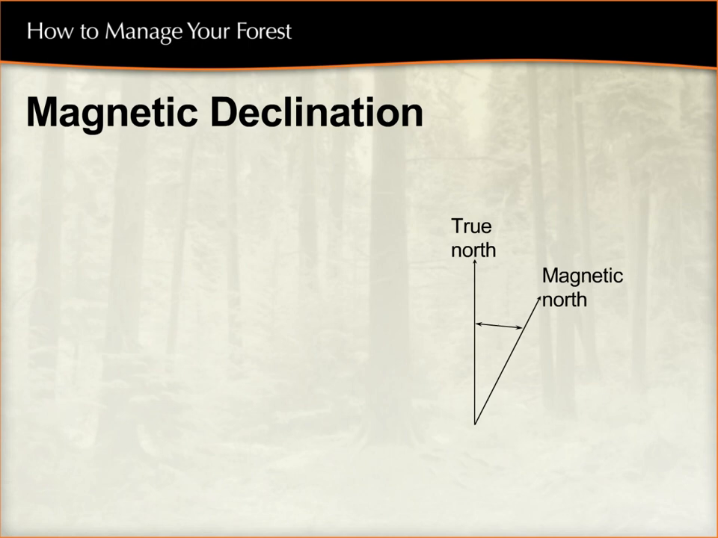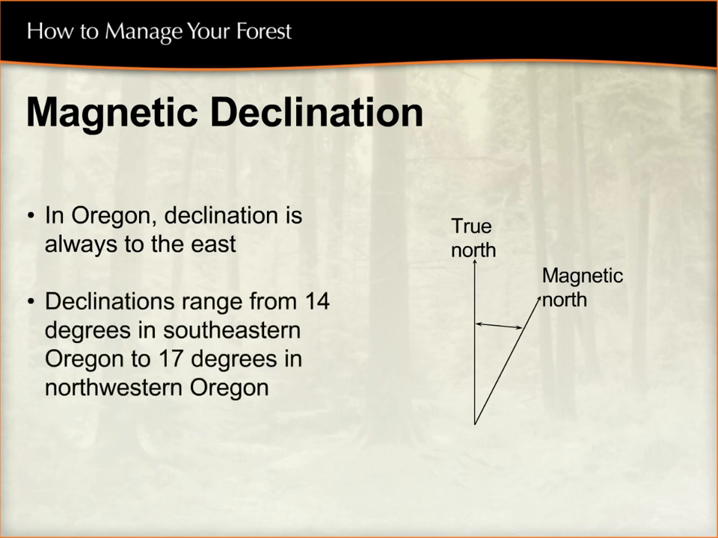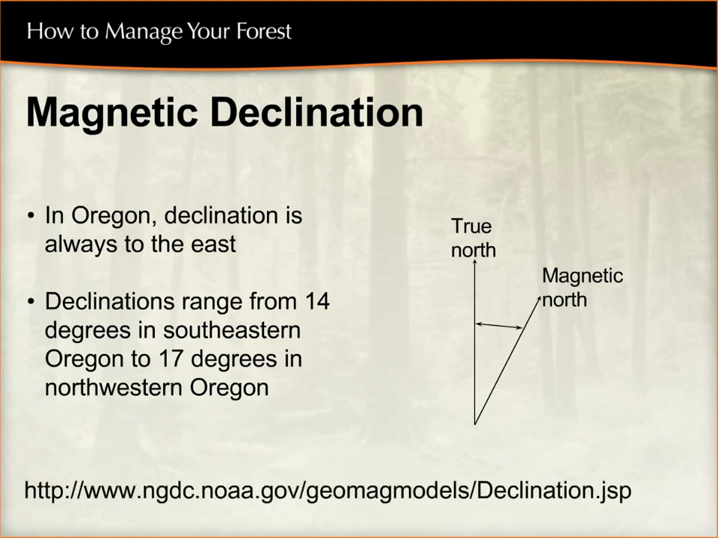This difference between true north and magnetic north is known as magnetic declination. In Oregon, declination is always going to be to the east, and it's going to range between 14 degrees in the extreme southeast of Oregon and 17 degrees in northwest Oregon. That's a pretty big difference, and it'll lead to inaccuracies if you don't calibrate your compass before using it. To figure out exactly what the declination is in your area, you can either look at USGS topographic maps or go online where they list the exact magnetic declination for your area.